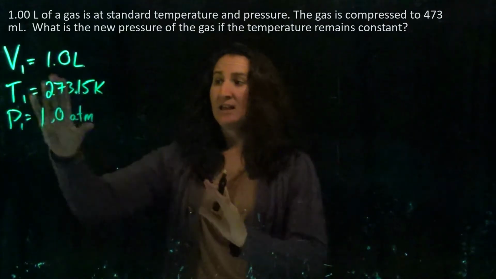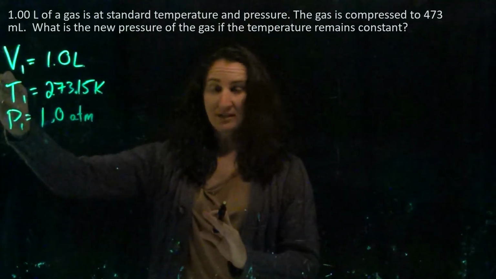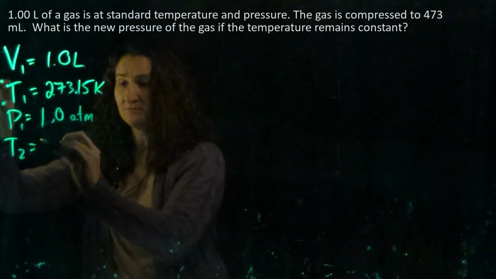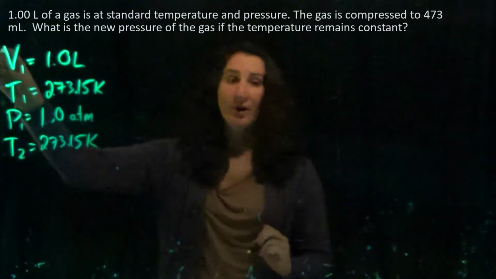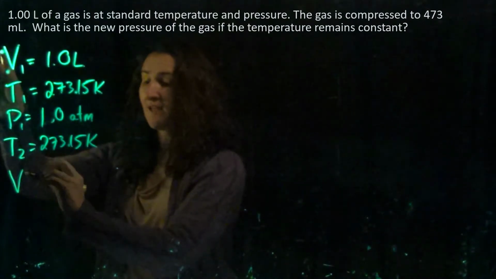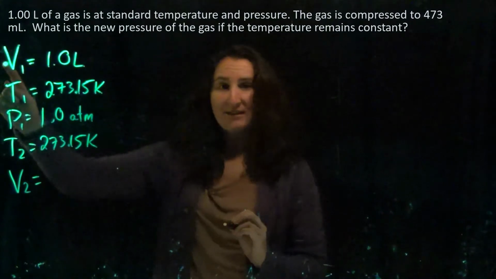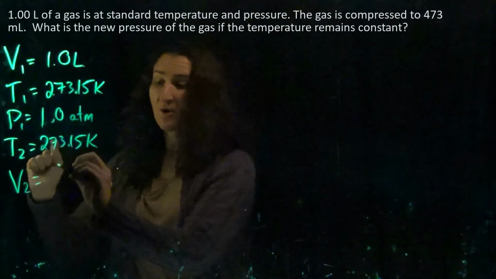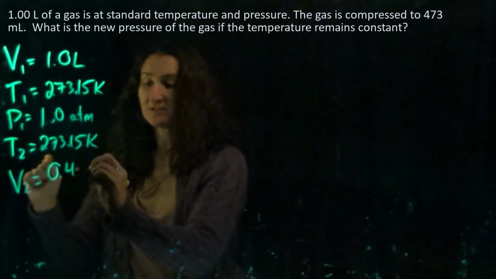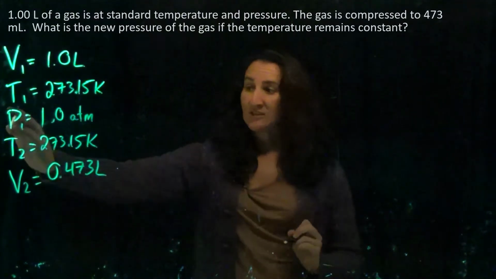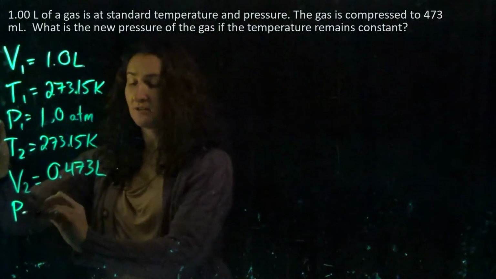But then it said temperature and pressure. Temperature is going to be kept constant. So my T1 is the same as my T2. And then it said you're compressing it. So you're changing that volume from 1 liter to 473 milliliters. And I'm going to go ahead and convert that to liters. You all do know how to do that. Then the only thing left is finding out what's my new pressure.